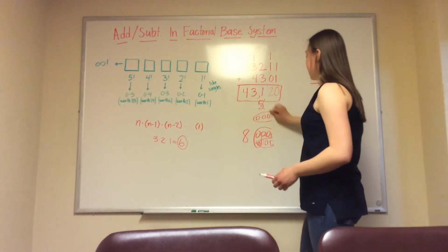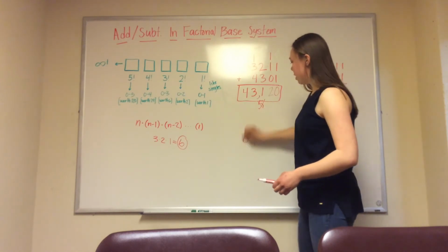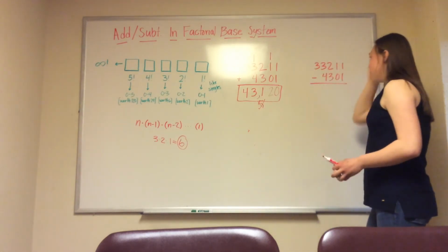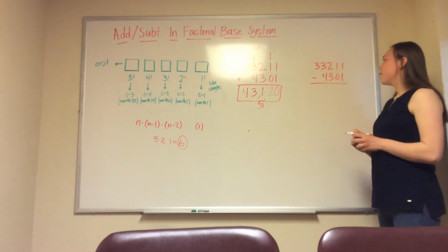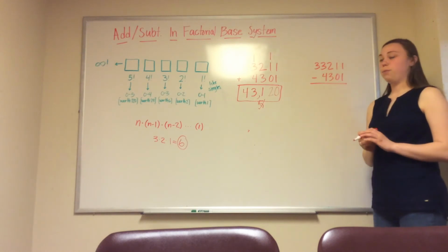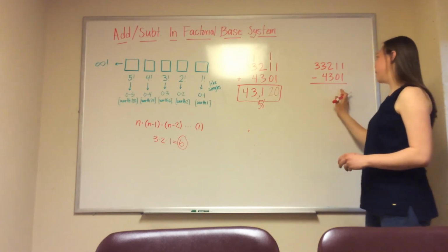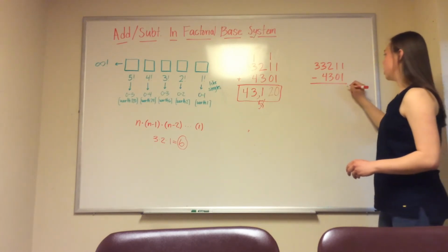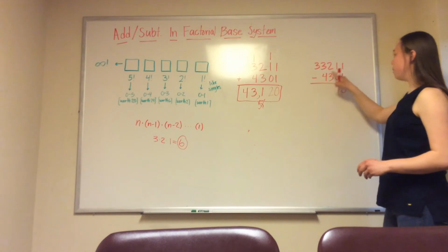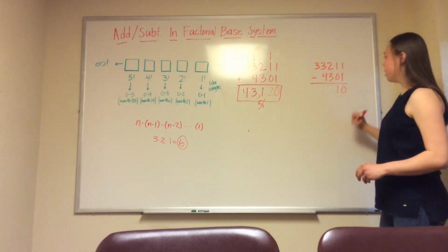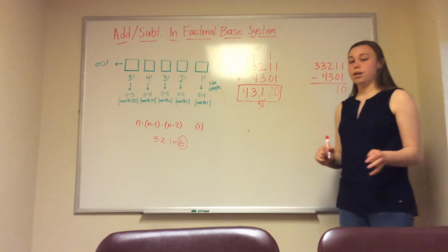We're going to do the same exact problem, just with a subtraction sign instead of addition. So we have 33,211 minus 4,301. Again, we'll start with the farthest right column, our 1 factorial place. We have 1 minus 1, that gives us 0. Next we have 1 minus 0, that gives us 1. Both of these work in their factorial base value.